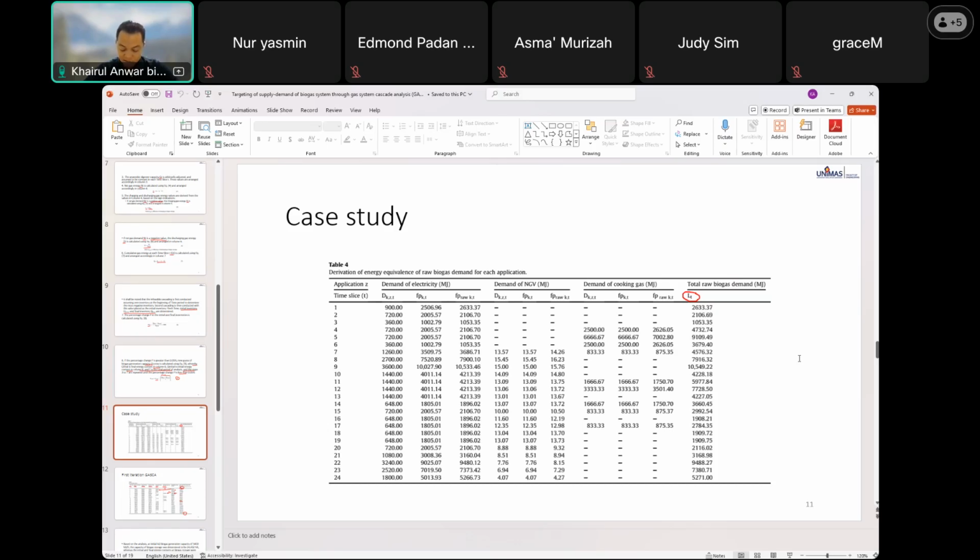Figures 5 to 7 present the demand of electricity, demand of NGV, and demand of cooking gas. That one is stable.